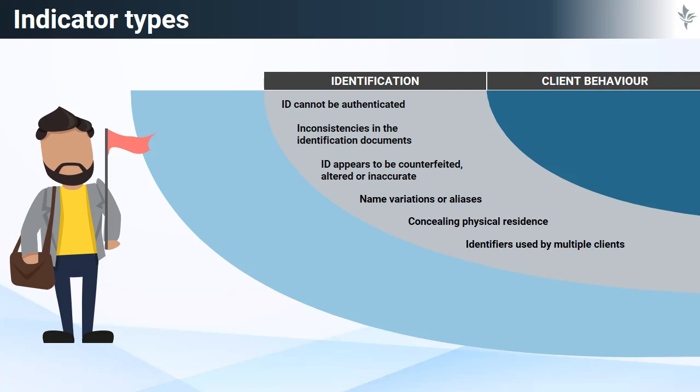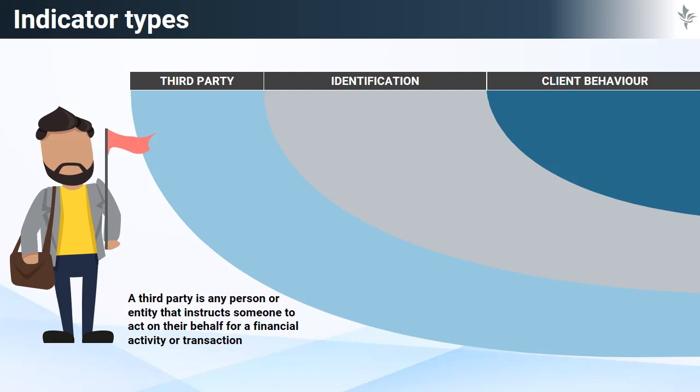Common identifiers, for example, the same address and phone number, are used by multiple clients that do not appear to be related. Attempts to verify information provided by a new or prospective client are difficult. For example, it may be difficult to verify the client's income, employment status, or credit status. The next indicator type is third party.